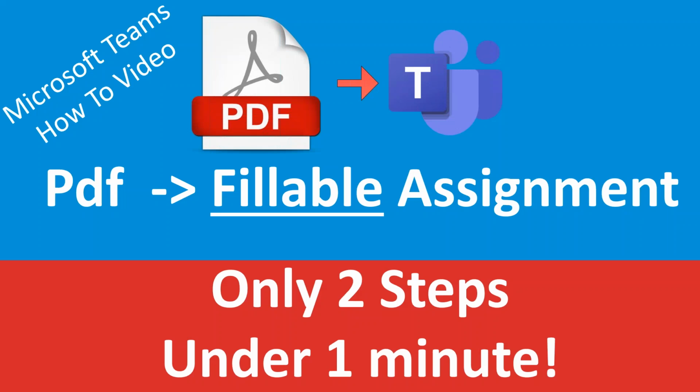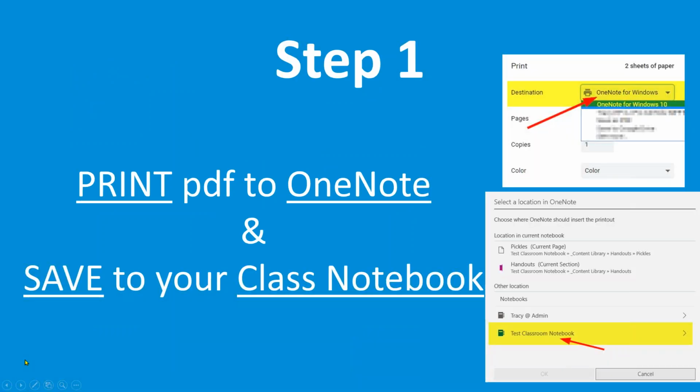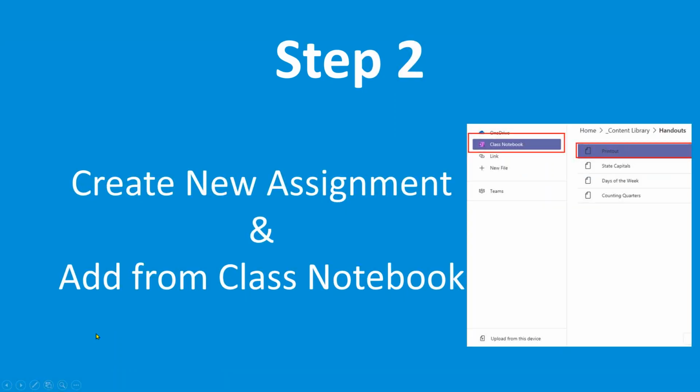This video is going to show how to turn a PDF into a fillable assignment in Microsoft Teams. It's only 2 steps and it takes under a minute. The first step is to print the PDF to OneNote and save to your class notebook. The second step is to create a new assignment and add it from your class notebook, and you're done.